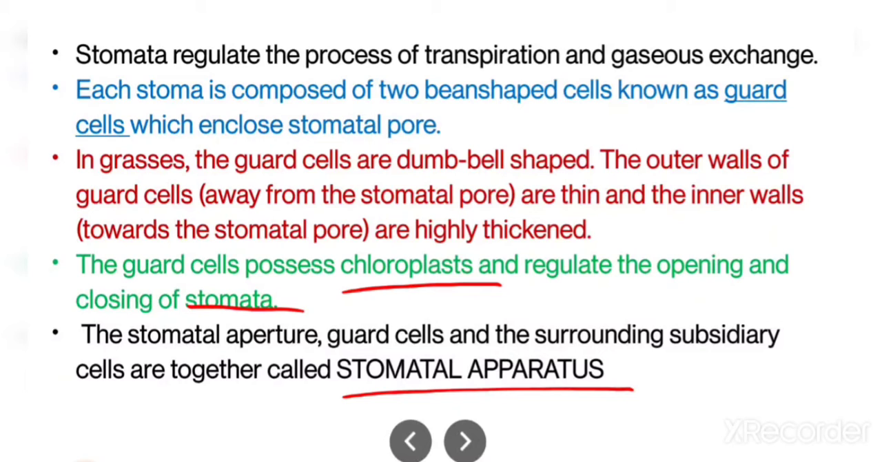So what actually forms the stomatal apparatus? It is the stoma, that is the aperture, the pore. Then the two guard cells, which are bean shaped in case of dicot and dumbbell shaped in case of monocot. Then some surrounding subsidiary cells. When they come together, they form the stomatal apparatus.